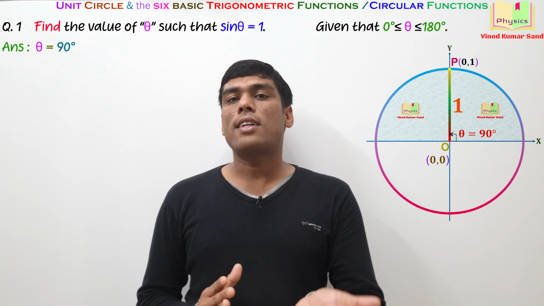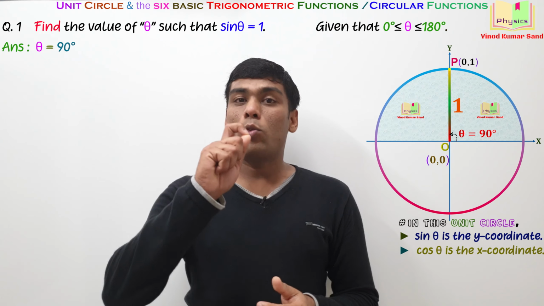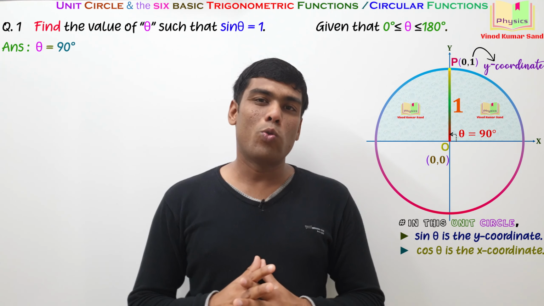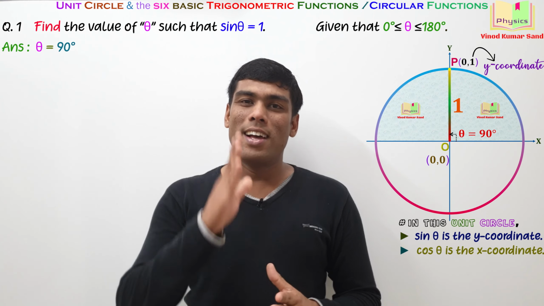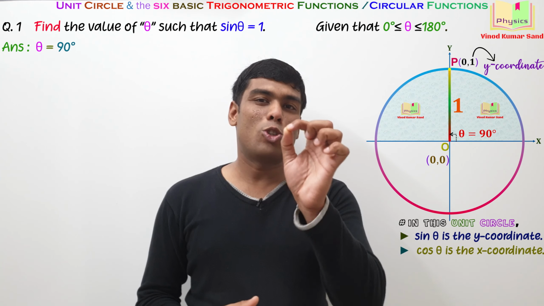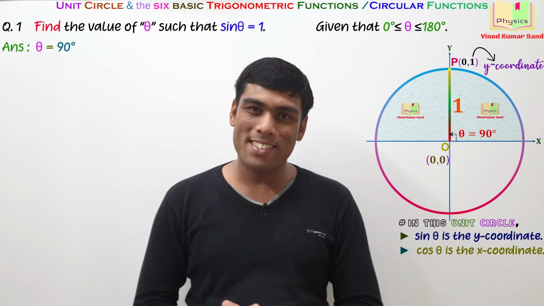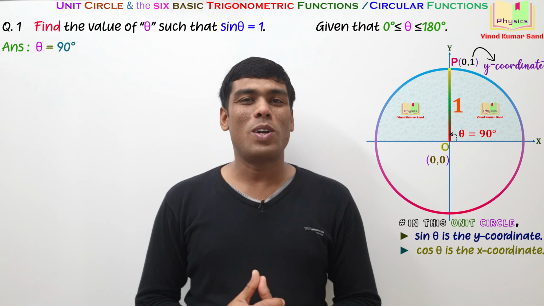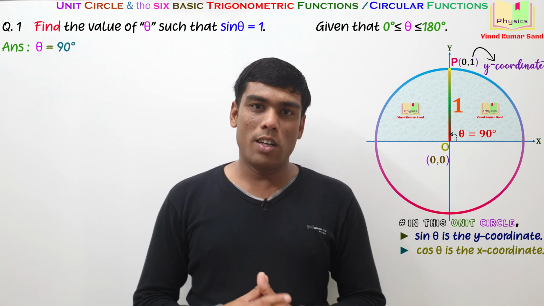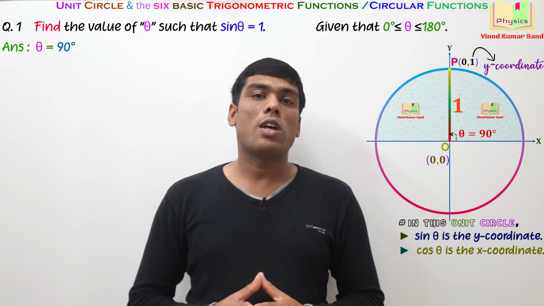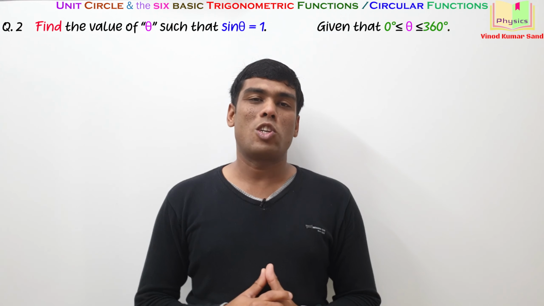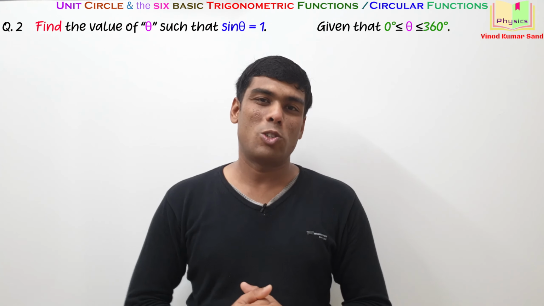See, sine theta is equal to the y coordinate, and the y coordinate here should be equal to 1. So if you consider the range 0 to 180 degree, then in the unit circle, how will you get the y coordinate 1? The simple thing, the point P should be lying on the y axis. So the correct answer is theta is equal to 90 degree for the given range. Okay, let me change the range of the question. Suppose the value of theta lies in between 0 degree to 360 degree. Then what will be your answer for this question?